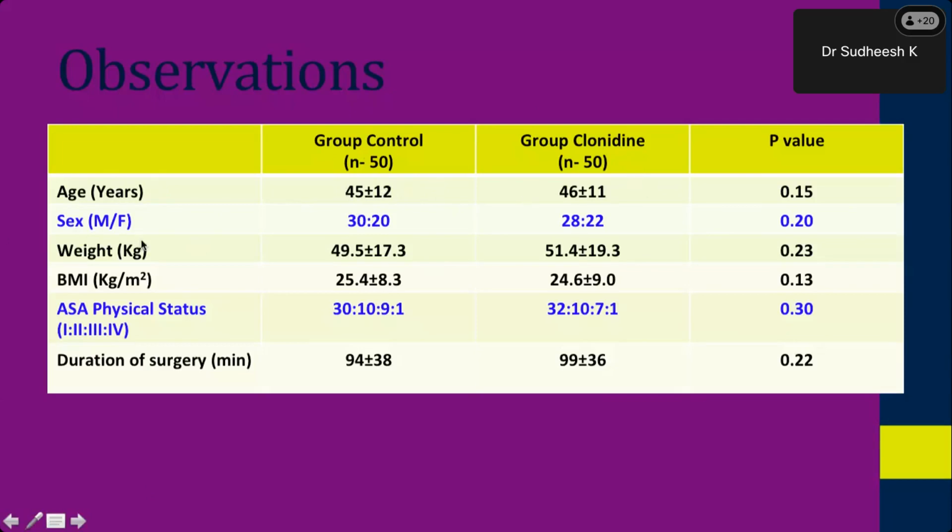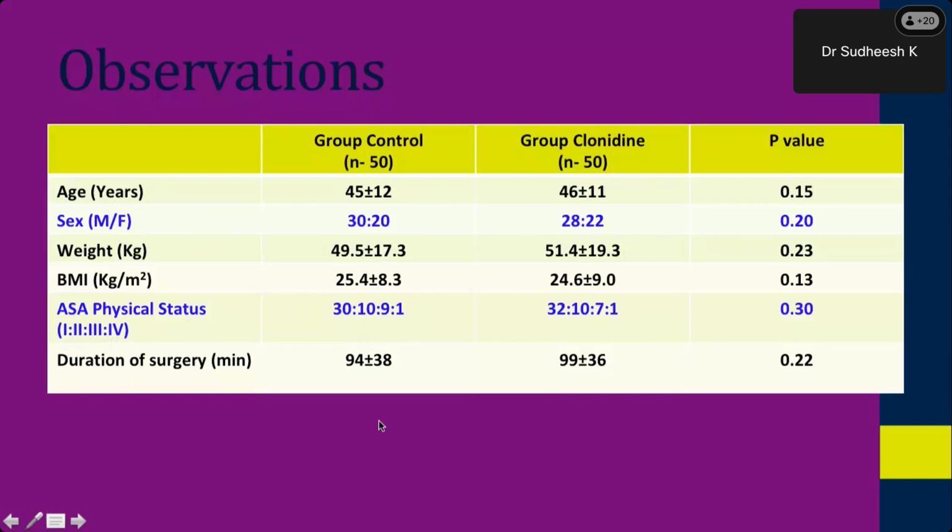Likewise, these blue things, that is the sex and the ASA physical status, are basically categorical variables, and they are represented as frequencies and numbers. So the age, weight, BMI, duration of surgery are all continuous variables and represented by mean and standard deviation, whereas gender and ASA physical status are categorical variables represented as numbers. This is a nominal variable, this is an ordinal variable. So this is about the variables.